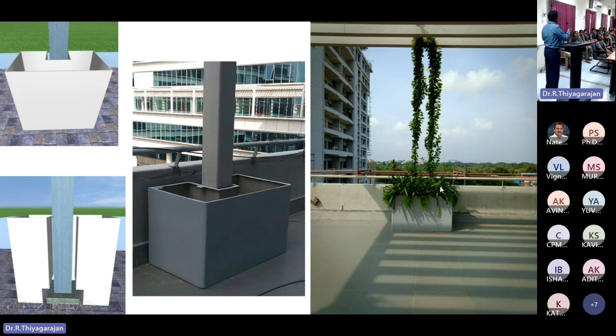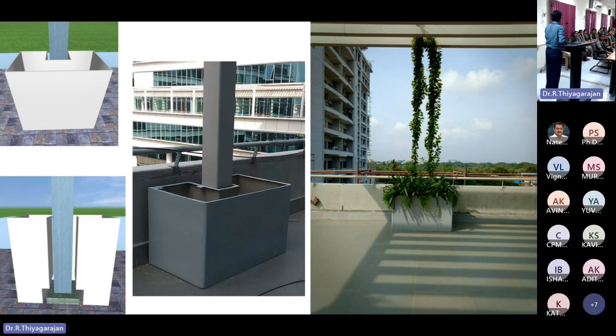Now what happens when you pour water in a pot? The drained water will come out. It will bring all your red soil with it. The red soil is a very good colorant. Once it colors, it's hard to remove. So this is a problem. So the client said, I don't want red soil. I don't want water to come out.